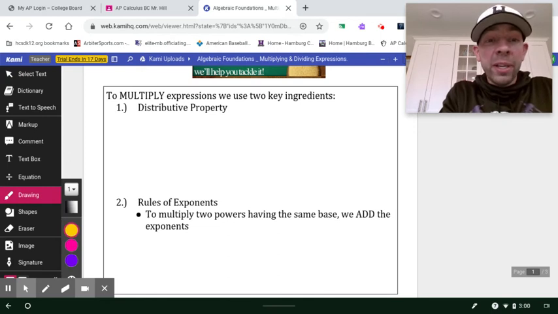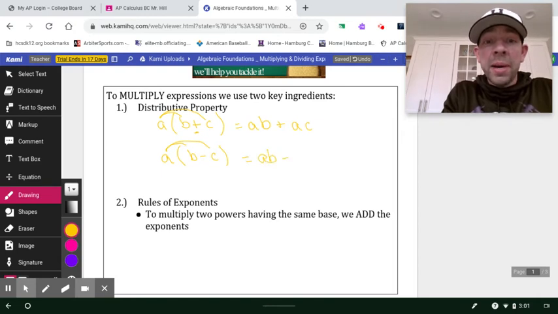And I want to give you a couple different variations. We could say A times the quantity B plus C. And as we distribute that A, we're going to get A multiplied by B plus the product of A multiplied by C. Now, the key is it doesn't have to be an addition sign right there. So if we had A times the quantity B minus C, we could still distribute and get the product of A and B minus the product of A and C.